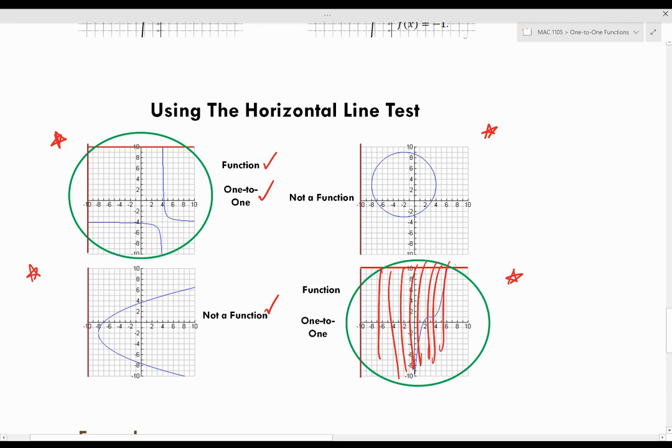The picture on the bottom right-hand corner would pass the vertical line test, which tells us that it's a function. And it would also pass the horizontal line test, which tells us that it's one-to-one. So if they give you a picture or something like that, you can always walk yourself through the vertical and the horizontal line test and be careful of the information that each one of those tests can give you.